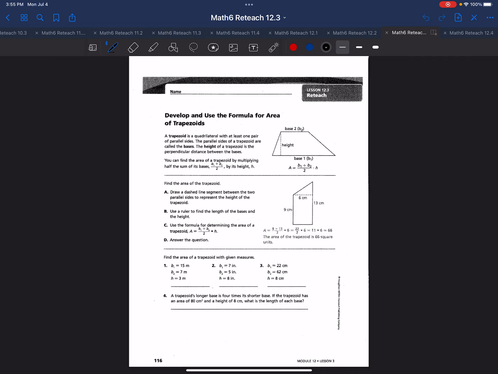Let's review some vocabulary today. I encourage you to write this down in a math spiral notebook. So we have trapezoid. A trapezoid is a quadrilateral. It means it has 4 sides with at least one pair of parallel sides.